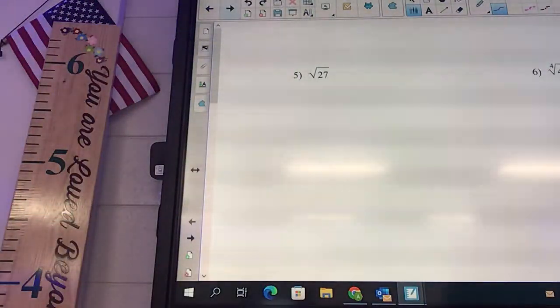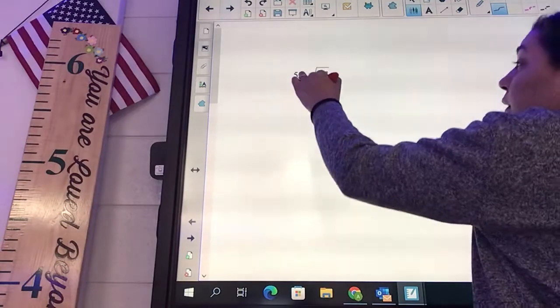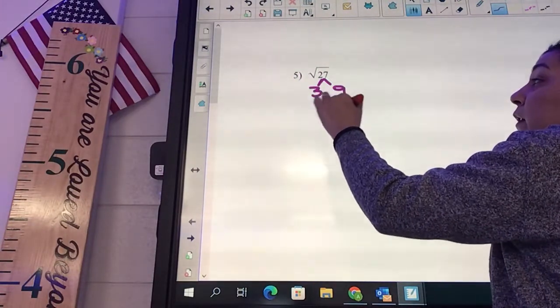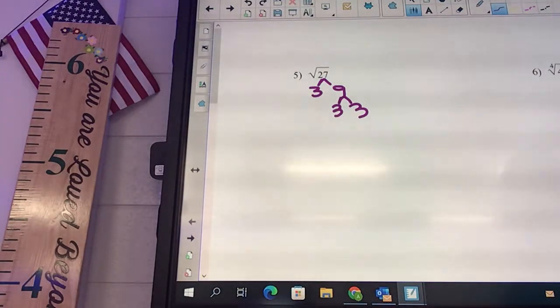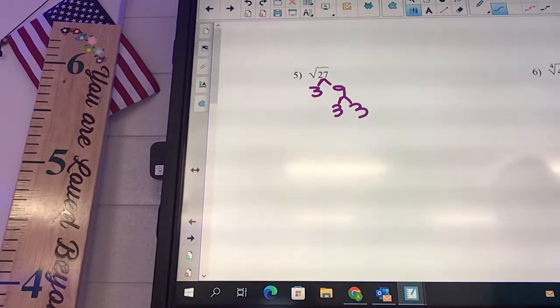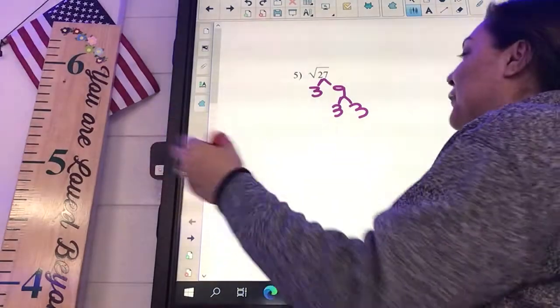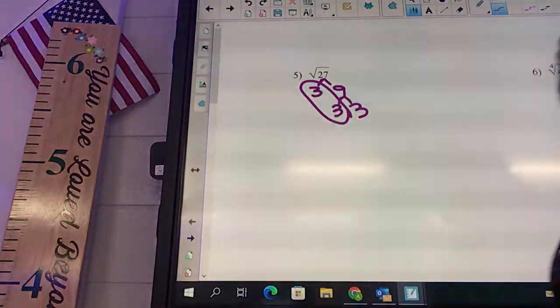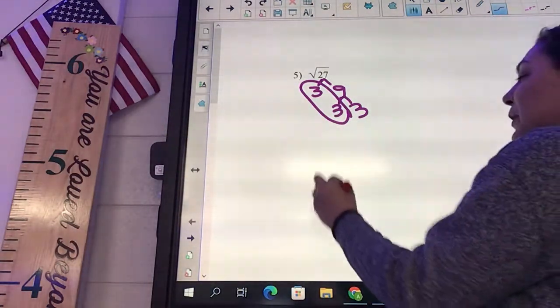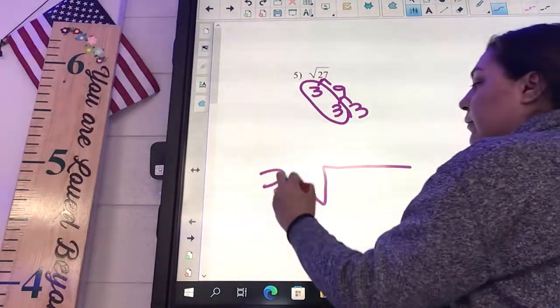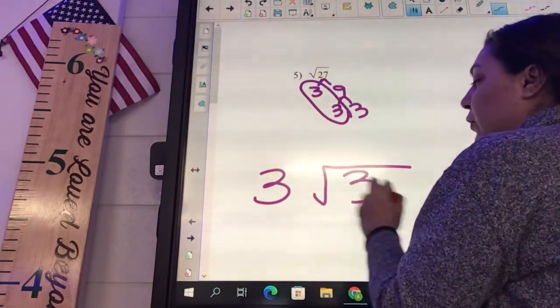27. What are some factors of 27? 3 and 9. And 3 and 3. What is our group number? 3. Huh? 2. You're fine. But a group of 3s can go. I said yeah, and then I was like, wait, no. Okay, so we're going to draw our square root. Who's going on the outside? 3. Who's not allowed to go? Okay, which is a 3.